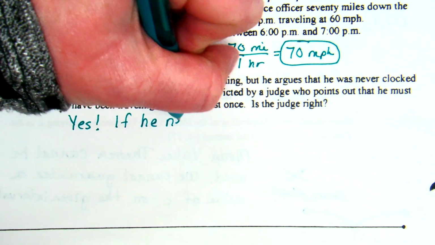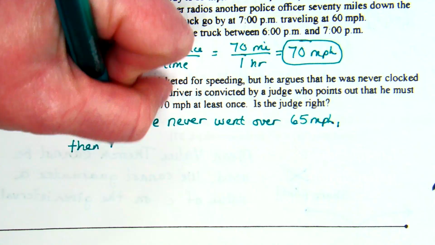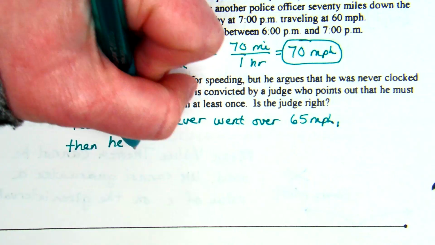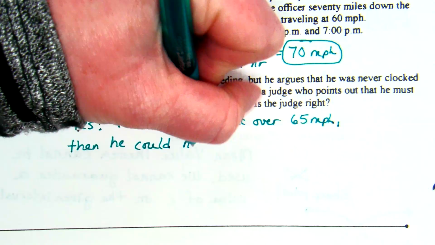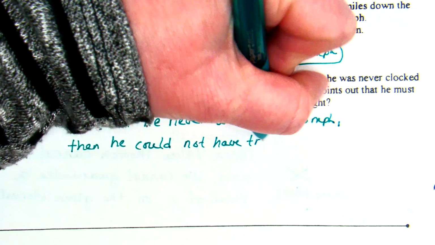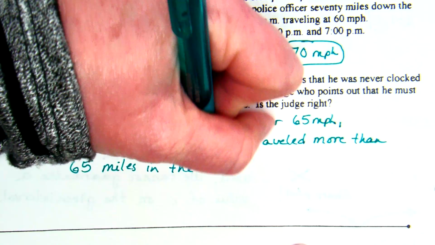If he never went over 65 miles per hour, then, I say 65 because that was the speed limit, then he could not have traveled more than 65 miles in the hour.